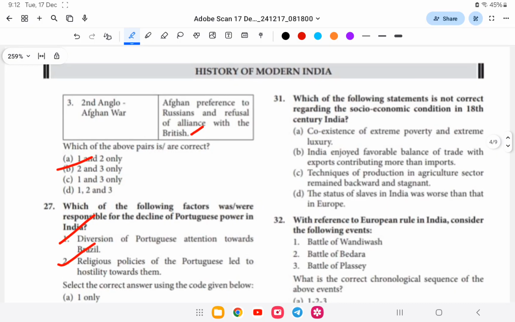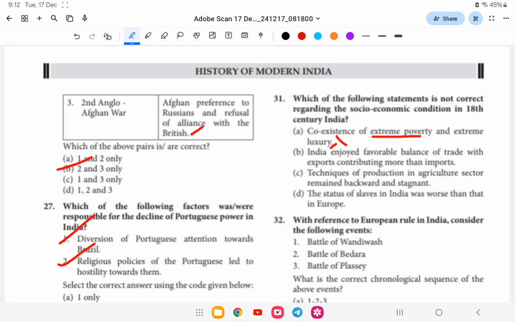Next, question number 31. Which of the following statements is not correct with regard to the socio-economic condition in the 18th century? Option 1: coexistence of extreme poverty and extreme luxury. So rich and poor do coexist. Means the kings had a very high position and the poor were in a very poor position.